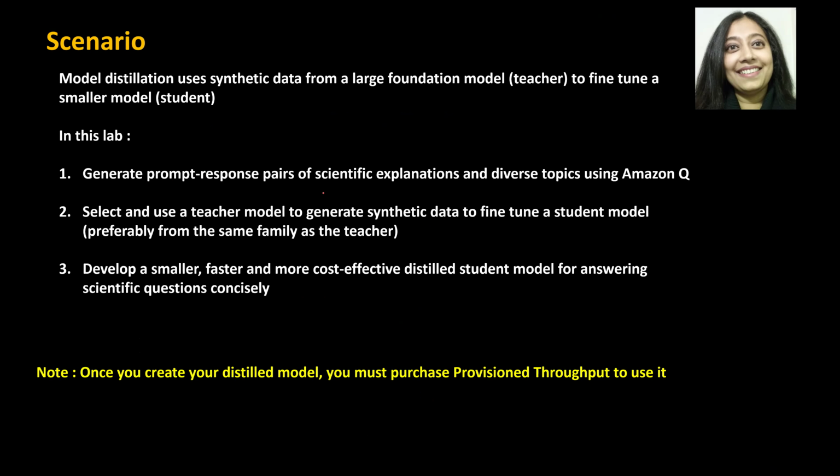We are going to create prompt response pairs using Q for scientific explanations. Then we are going to use these pairs with a teacher model to generate synthetic data. And that synthetic data will be used to fine-tune a student model from the same family. And finally, after this, we will have a smaller, faster, and a more cost-effective distilled student model for answering scientific questions. Hopefully, I went through it again and this should be crystal clear now.